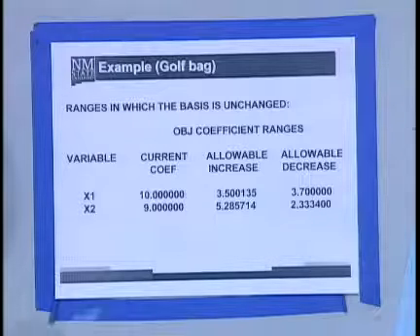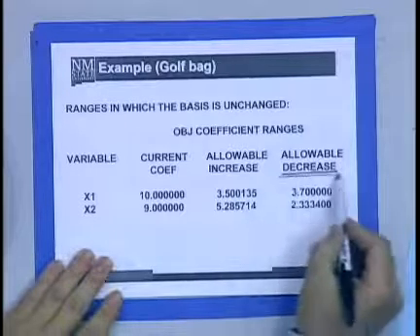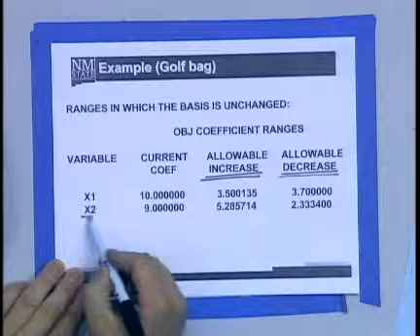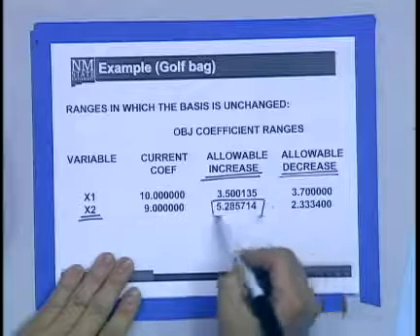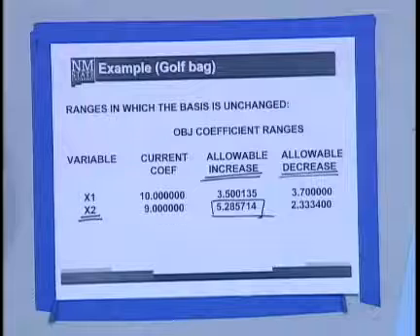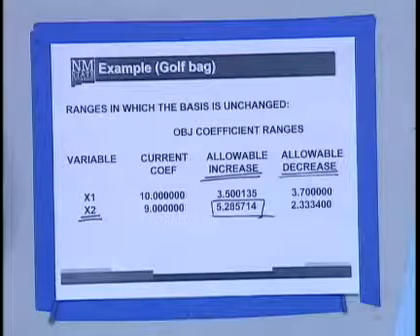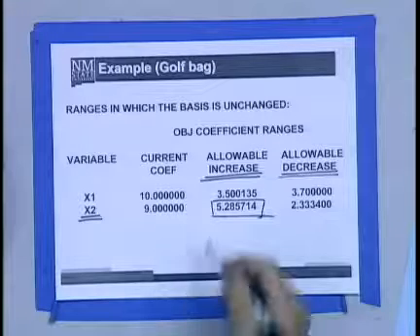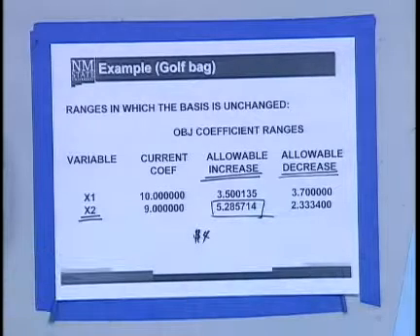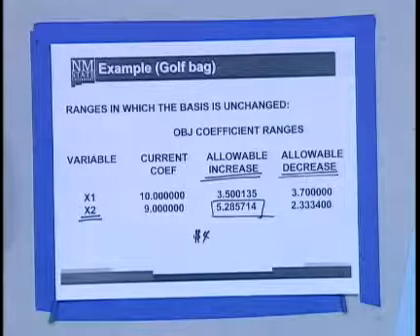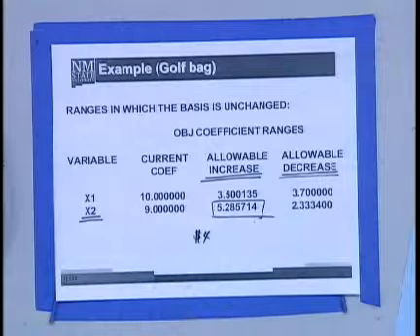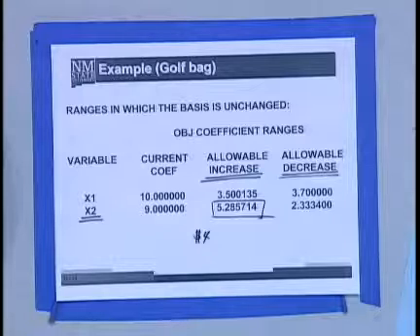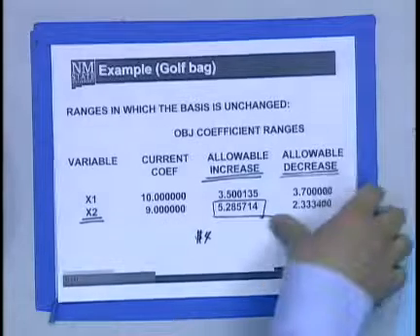And the allowable increase of the X2 variable, right? That is 5.28. So the $4 of increase is less than this allowable limit. That means the basis will not be changed. So the number of deluxe bags to be produced would remain the same. Okay?